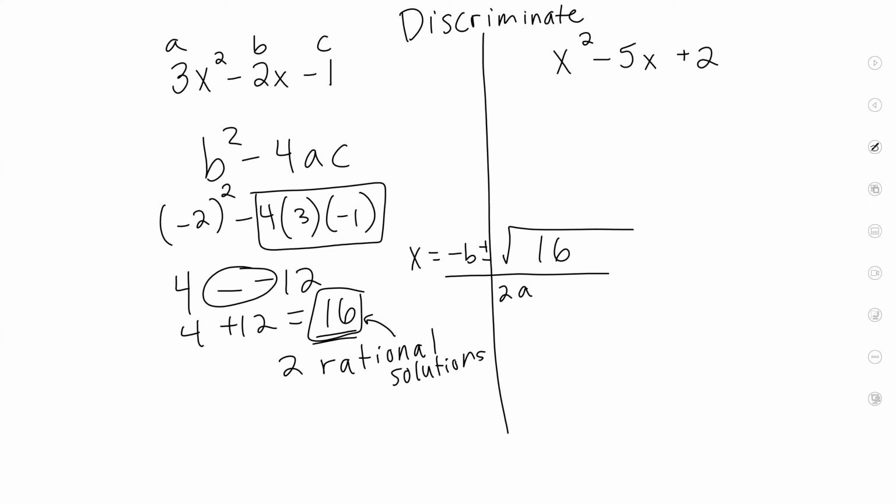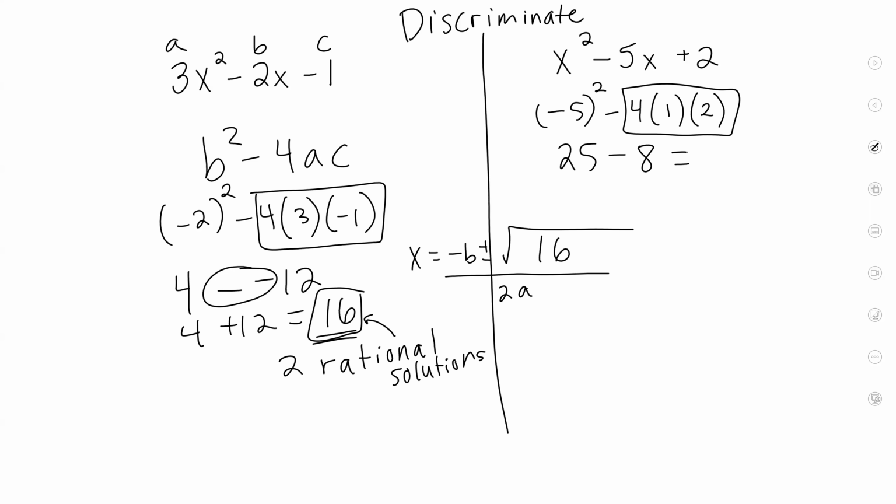Okay, let's look over here. We're going to do negative 5 squared minus 4ac. Let's see what we get. This is 25 minus, what's this? 8. What's 25 minus 8? 17. Is 17 a perfect square? No. So you're going to have two irrational solutions.